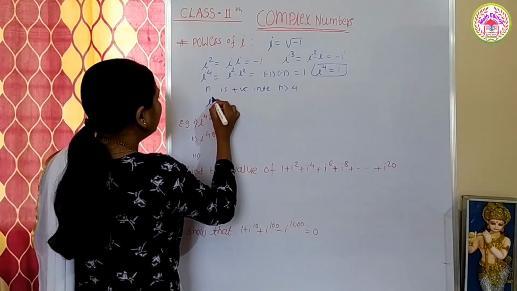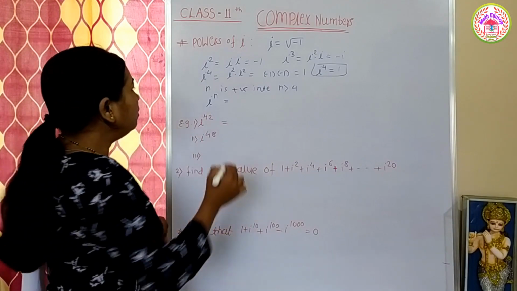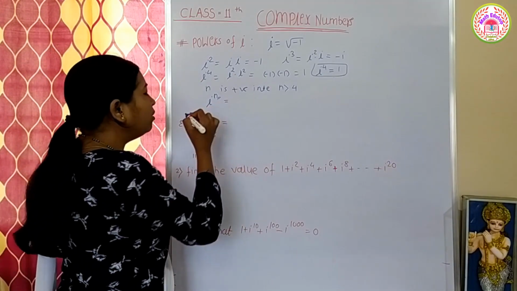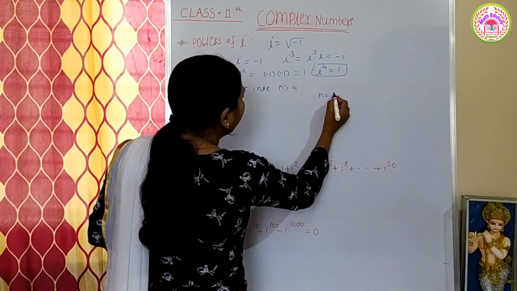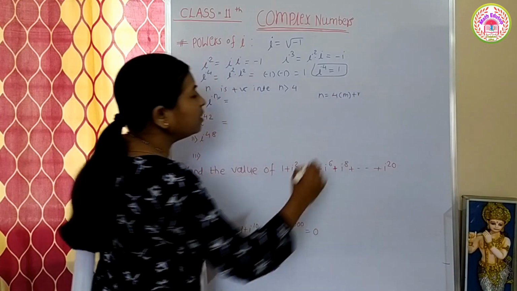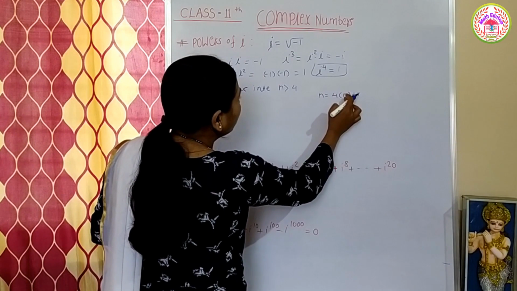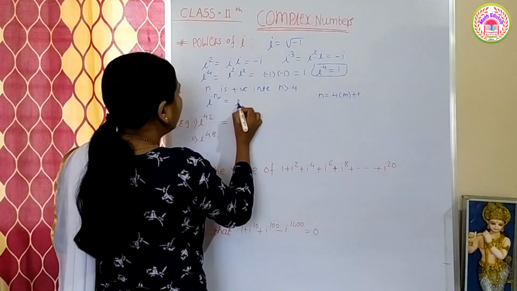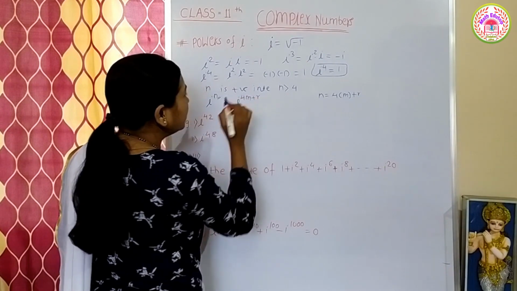We know that the value of i raised to 4 is 1. For that we divide the value of n by 4. When we divide n by 4, we get, suppose, m as the quotient and r as the remainder. Then we write this value of n in the form 4m plus r, where m is the quotient and r is the remainder.